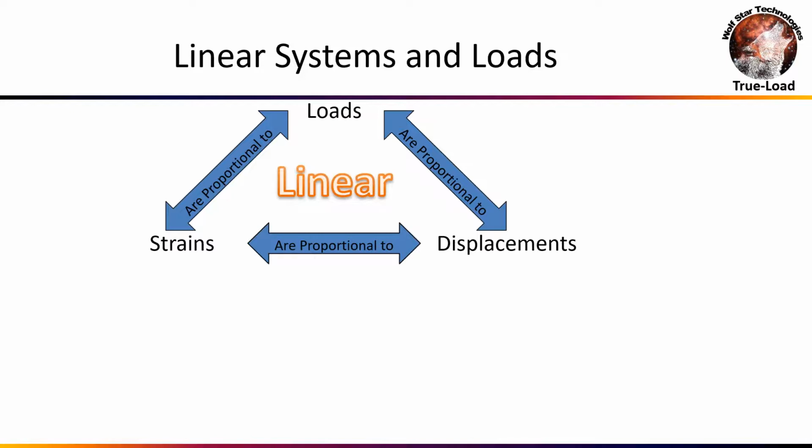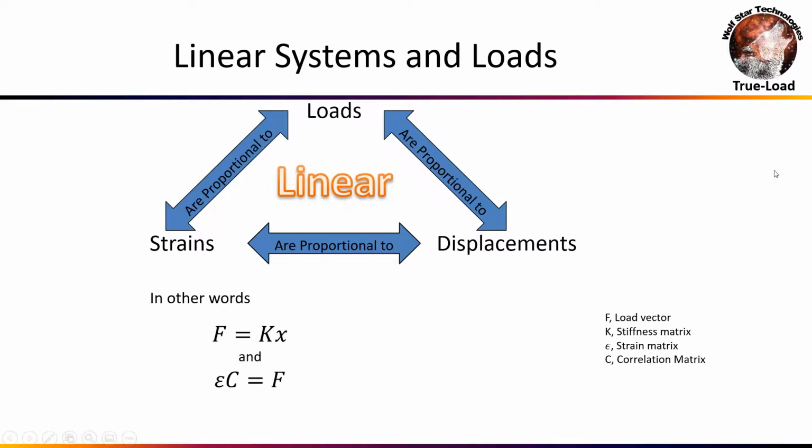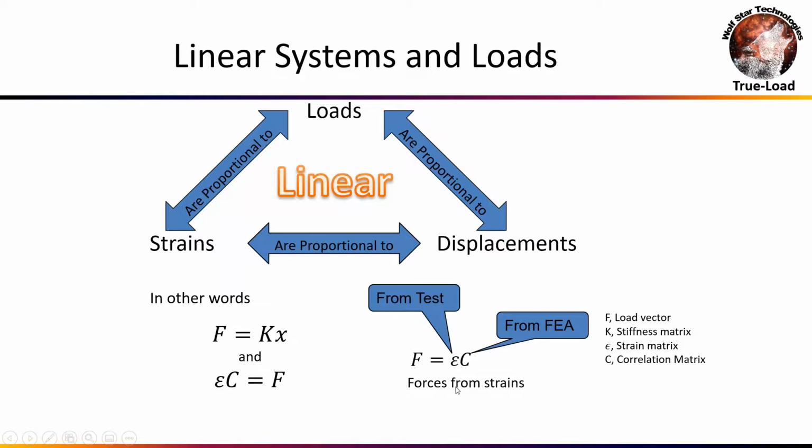So let's take this diagram here and turn it into a couple of equations. The right-hand side of the triangle, well, that's F equals Kx. That's Hooke's law, the fundamental law of mechanical engineering. So if your structure is obeying Hooke's law on bulk, then the left-hand side of the triangle has got to apply, which is strain times correlation matrix is equal to load. And what we're going to do is calculate loads as being strains from test times a correlation matrix from FEA. I talked about the science of influence coefficients earlier. This is the governing equation for the science of influence coefficients. If you look this up in papers, you'll find this equation all over those papers.